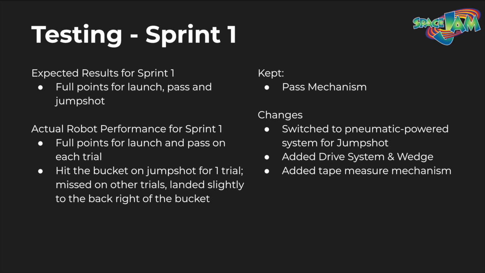The launch and pneumatic pusher for the pass task worked successfully on all three trials, but not the slingshot for the jump shot. The jump shot hit the rim on one of our trials and missed long on the other two. The problem with this design was that the four rubber bands had so much power, it was too difficult to consistently bring the cup back to the same position every single time, thus making the power very unreliable.